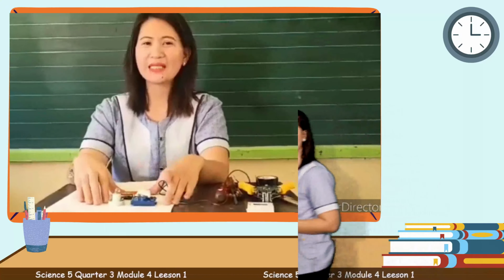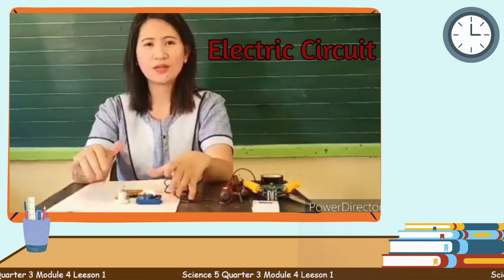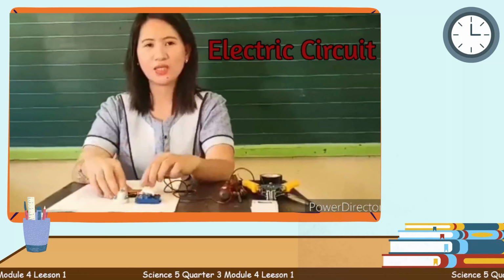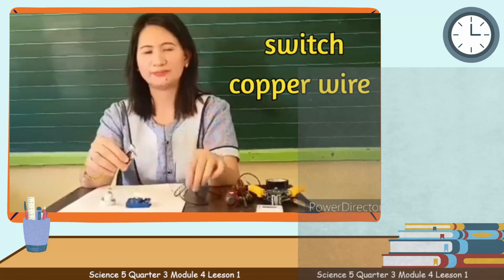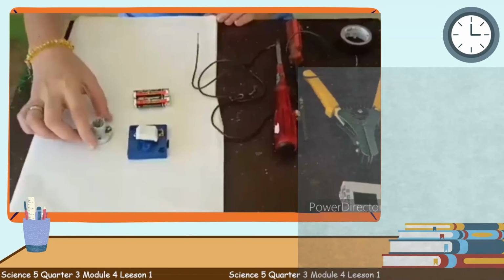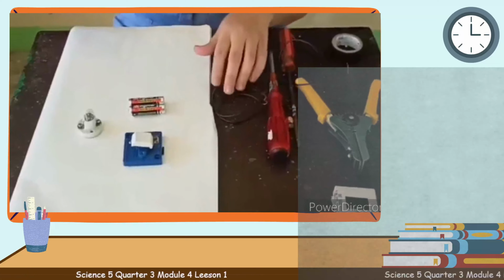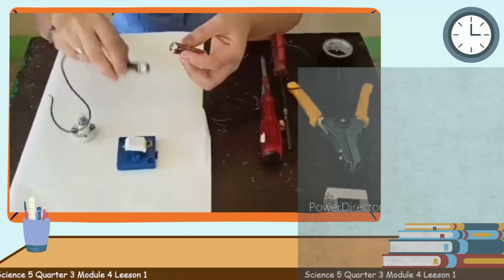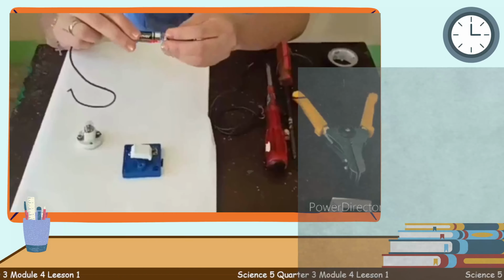Hello dear learners, today we are going to make an electric circuit. So what are the things that we need? We need a battery, bulb with a receptacle, a small switch, and a copper wire. So the first step is to connect all the materials. We need the copper wire to connect it with the battery. So let's use 2 batteries so that the bulb will be brighter.